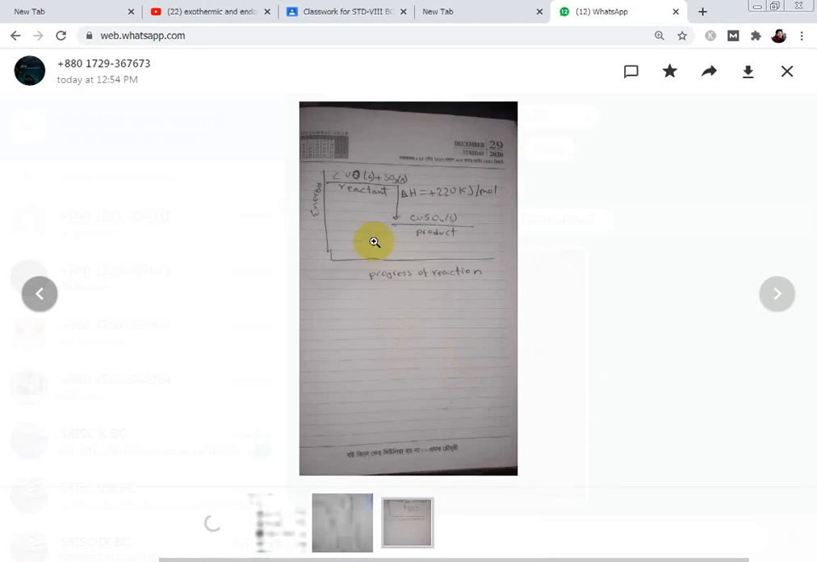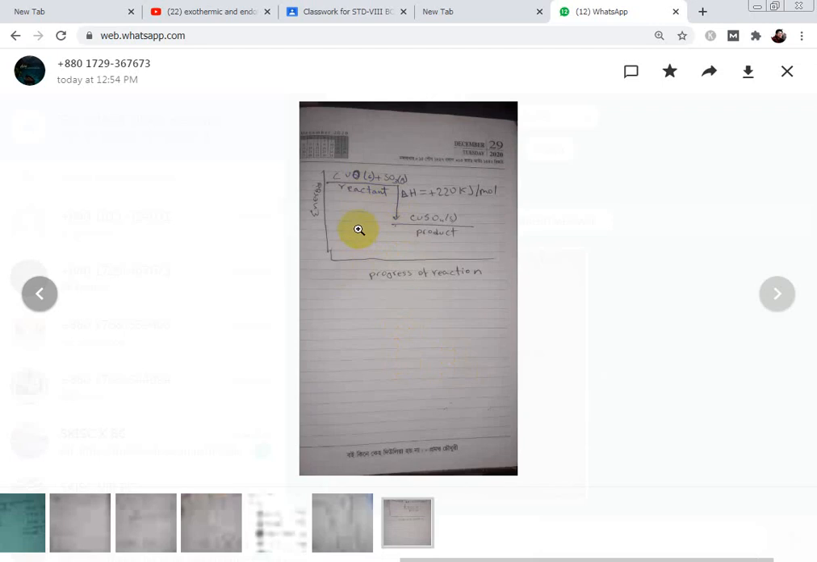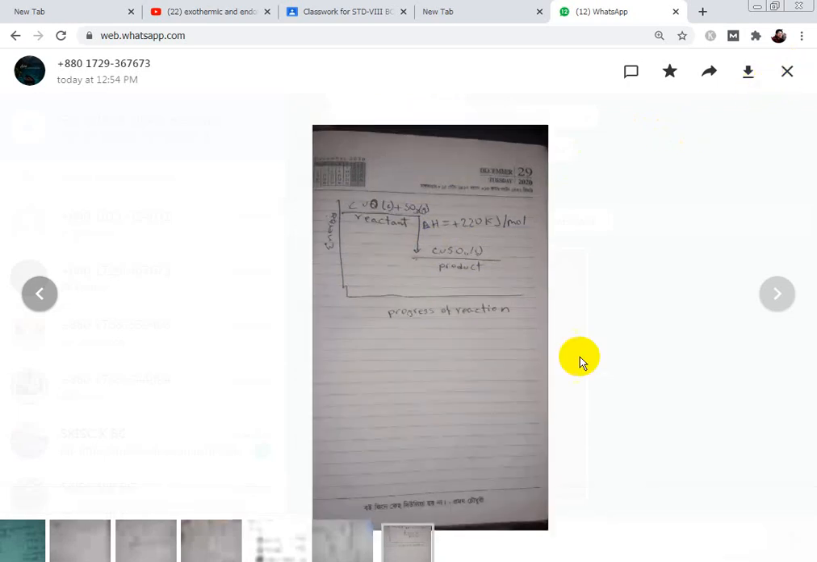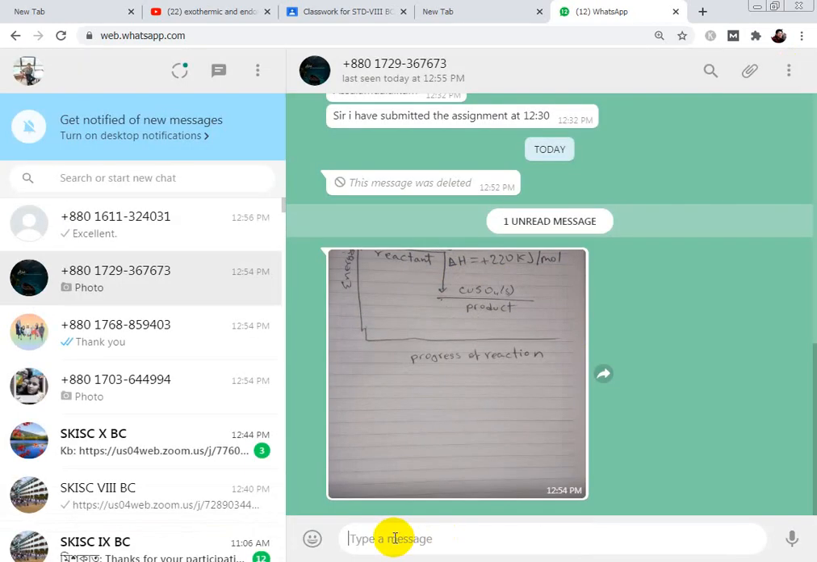This is wrong. You should at first show that the reactant energy is less here. You have written that reactant energy is more, below, and product will be above. So this is a wrong answer. Thank you for submitting.